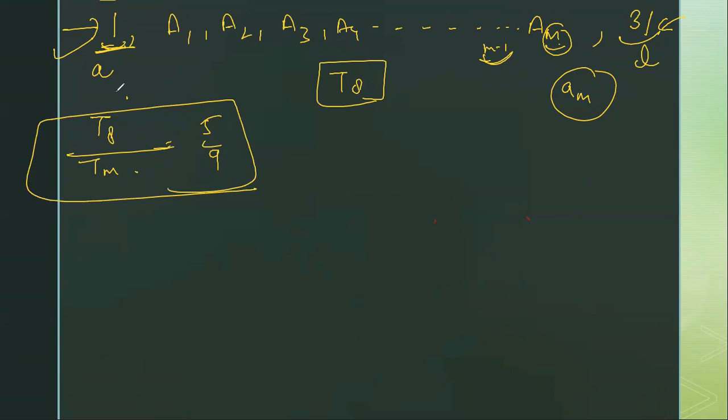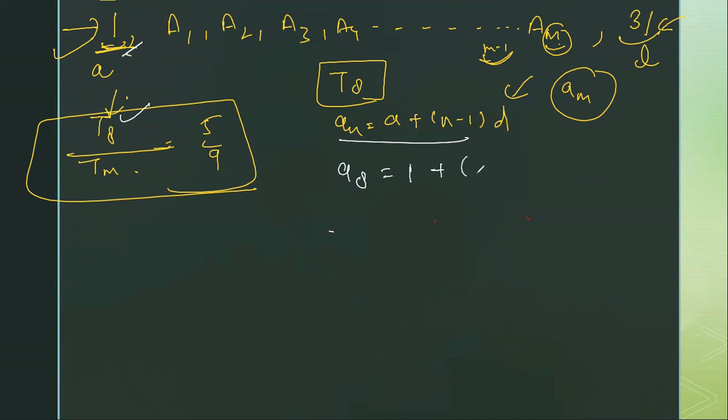So when we are talking about a particular term, we use a_n equals a plus (n minus 1) times d, this formula, right? Now, please understand one thing. When I use this formula for the eighth term, it will be a8 equals a, the first term, which is 1, plus (8 minus 1), which is 7, times d. Okay, first equation. When I use this formula for the mth term, it will be a_m equals a, which is 1, plus (m minus 1) times d.